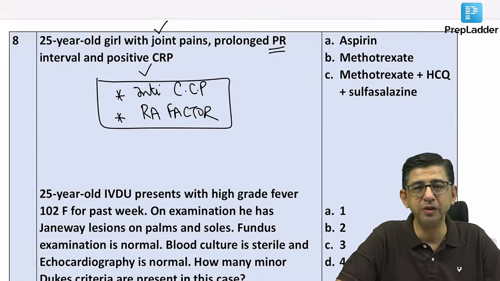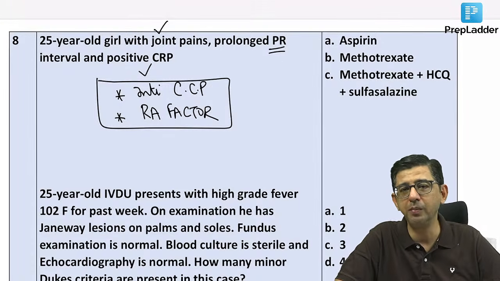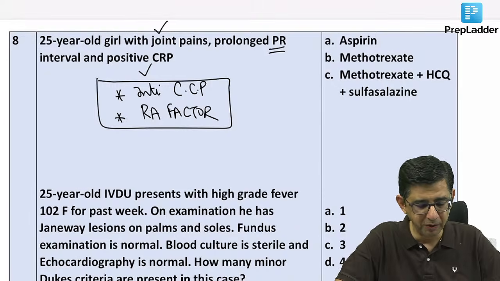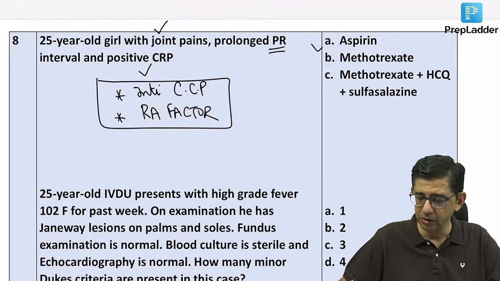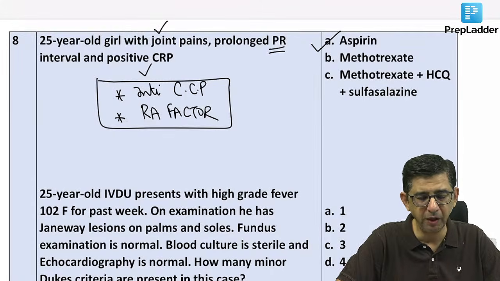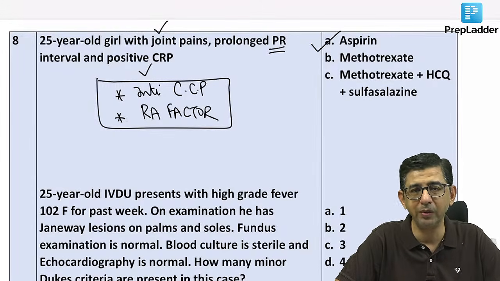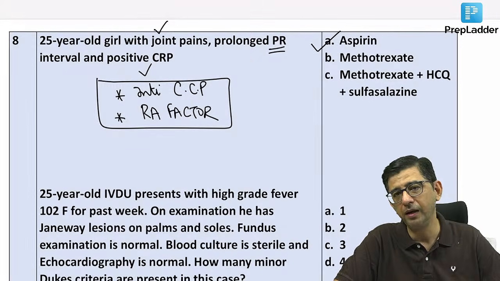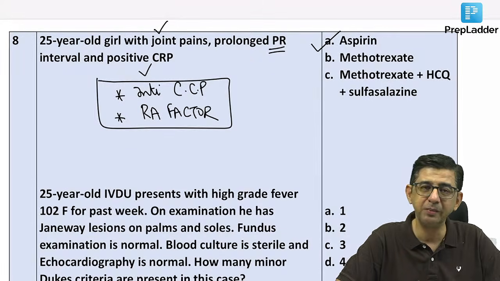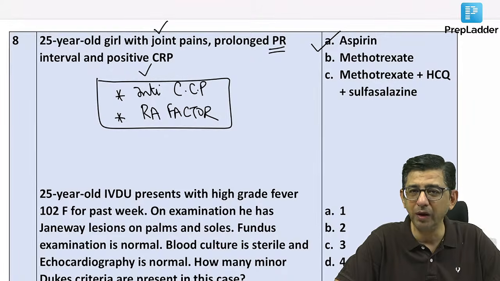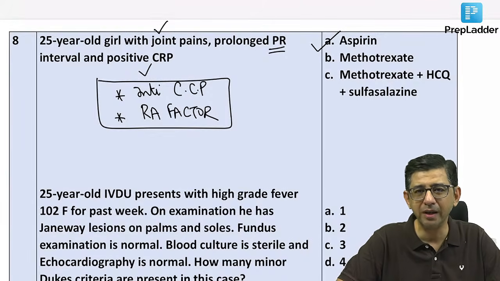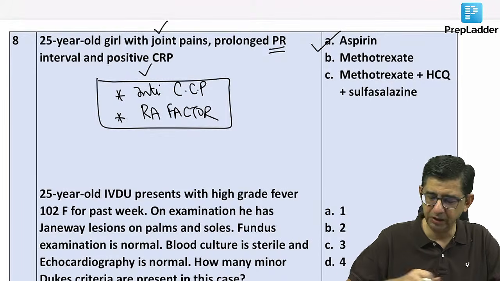So I agree that rheumatoid arthritis is a very close differential diagnosis in this case, but he is not specifying which joint pains. Like in this question, it's not mentioned PIP, MCP, and the wrist joint. So our first thought process would be to think in terms of rheumatic arthritis, and rheumatic arthritis would be managed best with aspirin. So the correct answer in this case would be option A. But yes, this was a closely worded question, and what you need to pick up here is whether it mentions classical PIP, MCP, and early morning stiffness, or RA factor or anti-CCP antibody. Otherwise, if it just says arthralgia, joint pain, prolonged PR interval, considering an Indian setup, we should think in terms of rheumatic fever as our initial diagnosis.